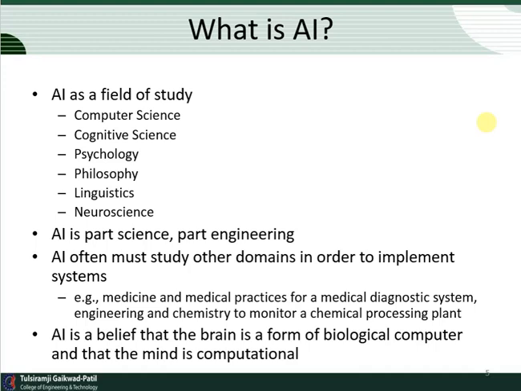AI is part science, part engineering. Yes, because as we are making use of computer science, cognitive science, and neuroscience, so yes, I can say that AI is part science. But at the same time, we program a variety of procedures, methods, and all that. So we can say that it's part engineering also.